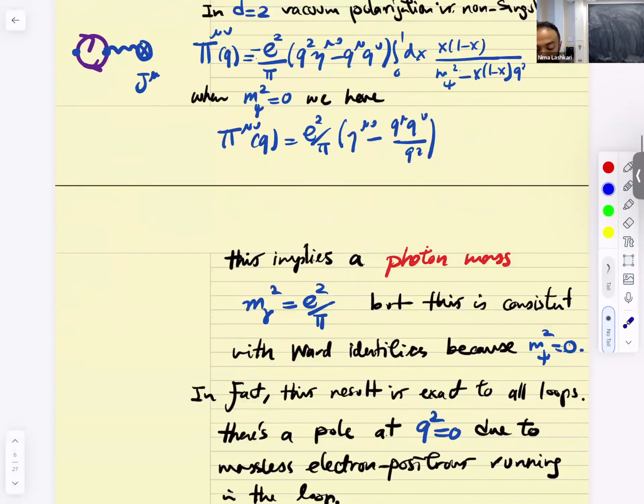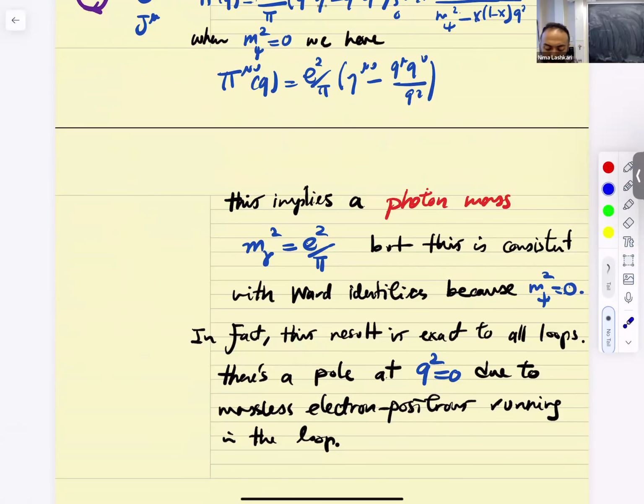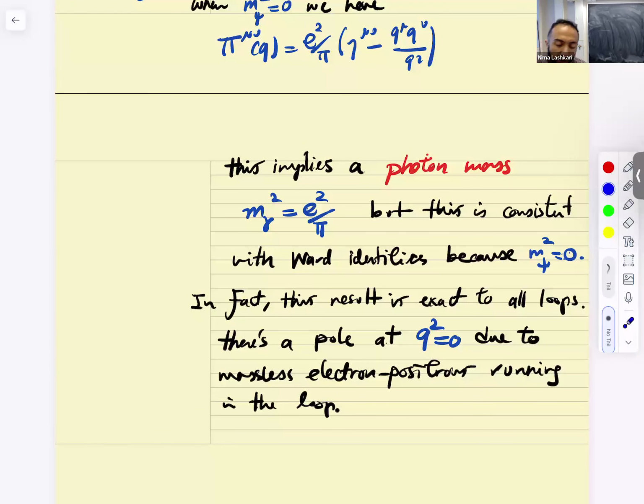Then we said that this implies there's a photon mass, and this is consistent with Ward identities because we have a massless fermion running in the loops. If you remember, the argument that Ward identities require masslessness of the photon was assuming there were no massless modes running in the loops. That was the caveat to it.